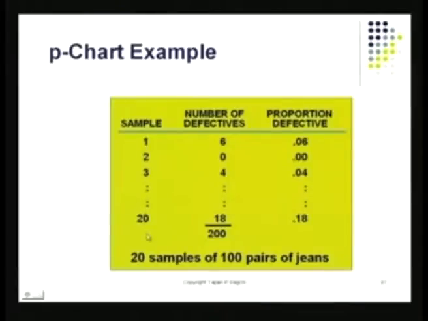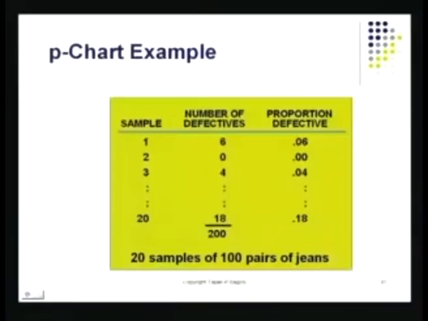Sample number 1: there were 20 samples collected, each with 100 pairs of jeans. They were fabricated and inspected for stitching defects, buttonholes not being right, some blemish on the cloth, or some seam not being proper and so on. The number of defective jeans in each lot of 100 was found, and those numbers are shown in the middle column here.